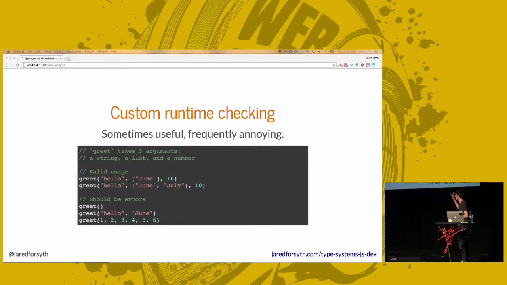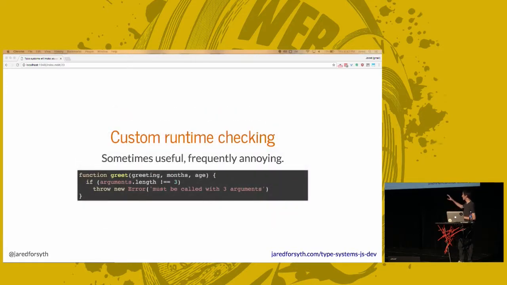Let's say, for example, we've got this greet function that takes a string, a list of strings, and a number. And so the bottom 3 invocations are errors. And if we didn't do anything, they might return just something weird. They might return not a number or undefined, or they might throw, undefined is not a function somewhere down the line. But we want to be nicer than that. We want to be informative to the client about what the problem actually is. And so first we check the length of the arguments. If it's not 3, then we just bail.